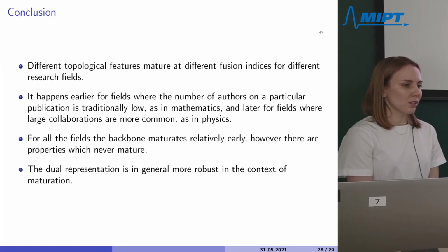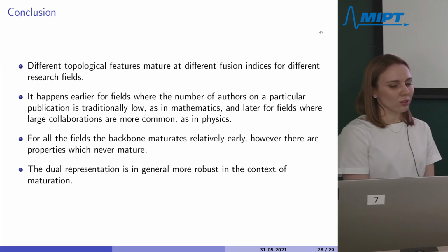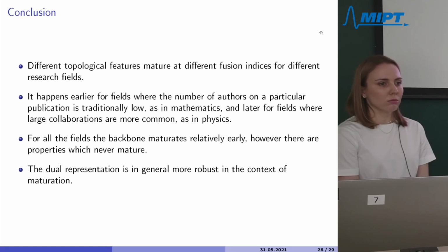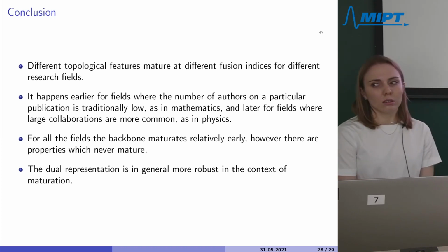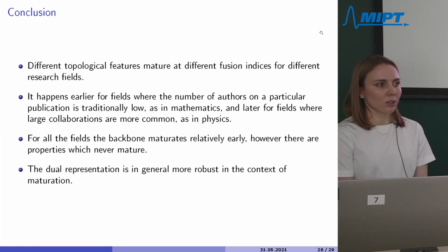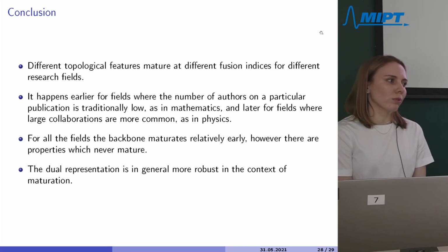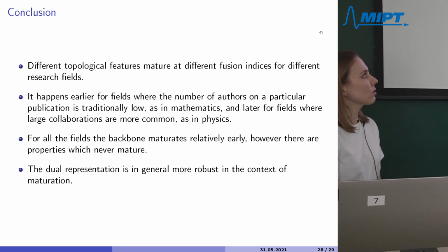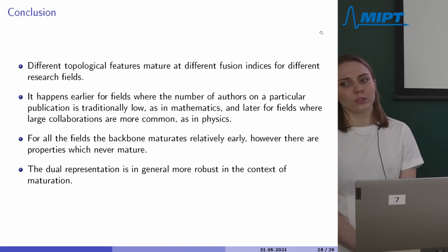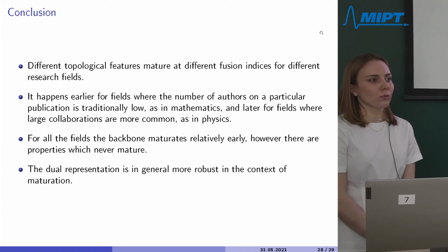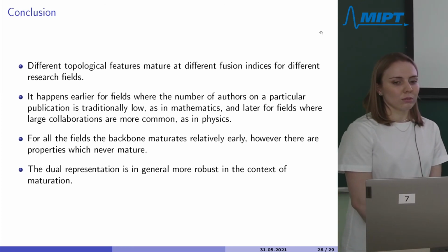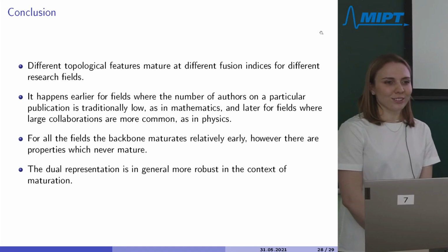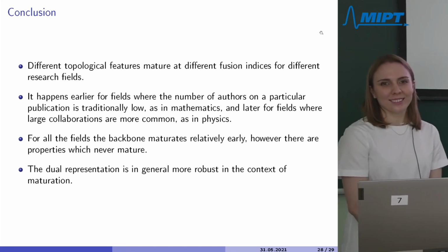And moreover, we see that in terms of maturation, the dual representation is more stable, if you can say it in such a way, or more reliable than the primal one. However, I think that one of the most interesting results is that the backbone of all the networks maturates quite early for all the fields. And so I think that here we can stop and turn to the questions.